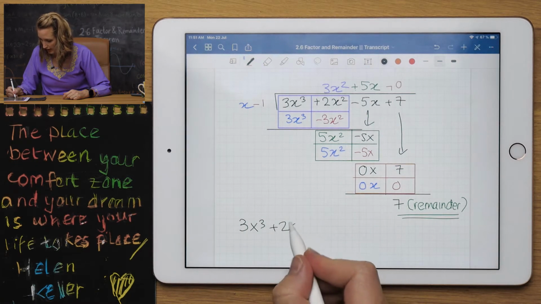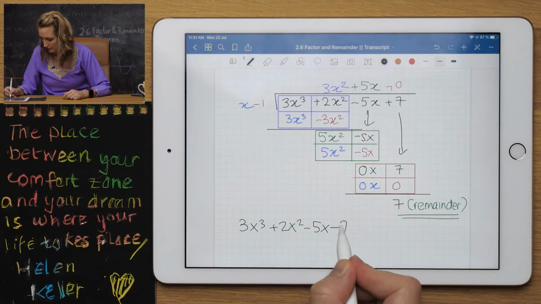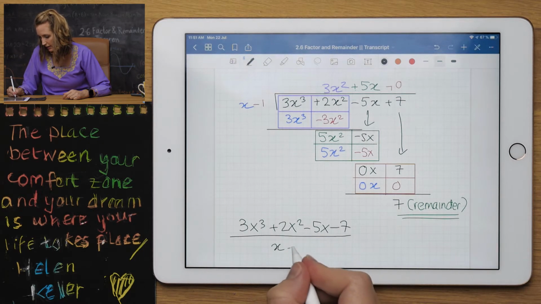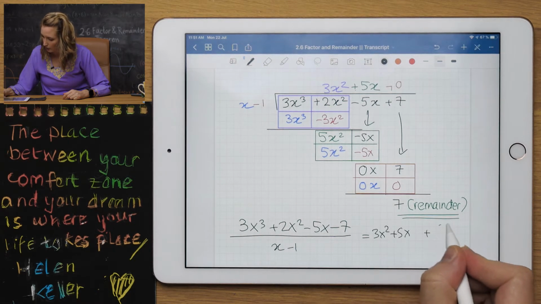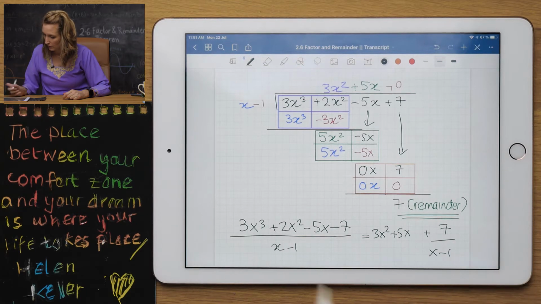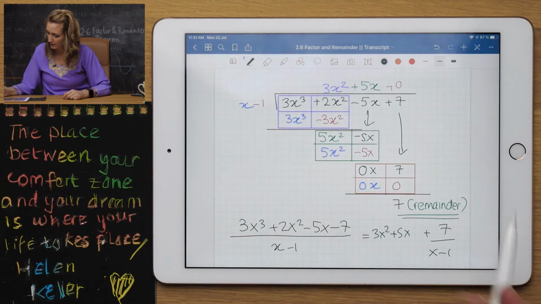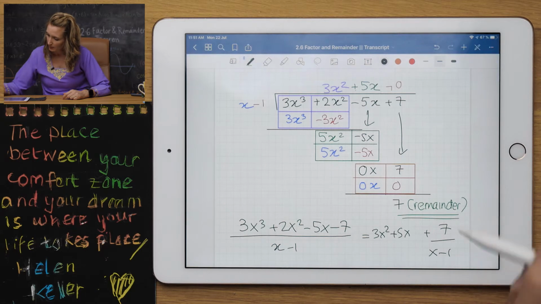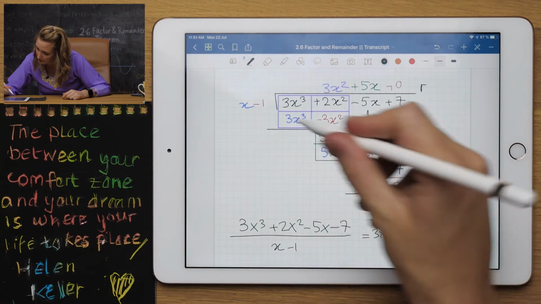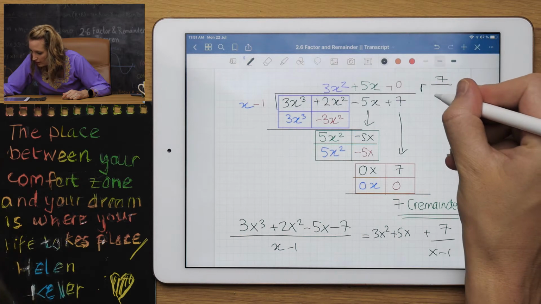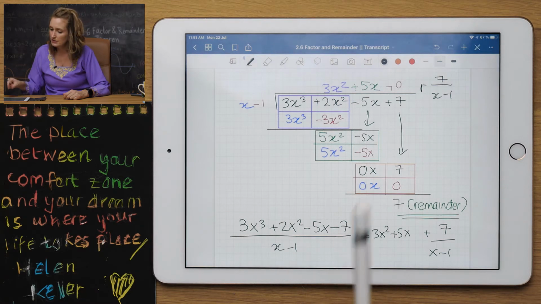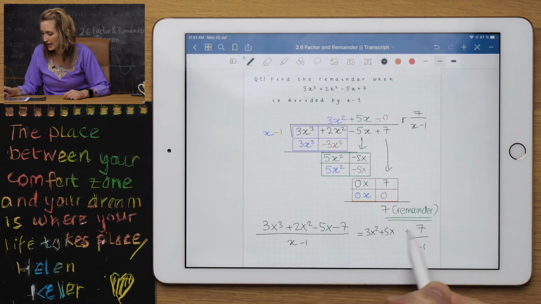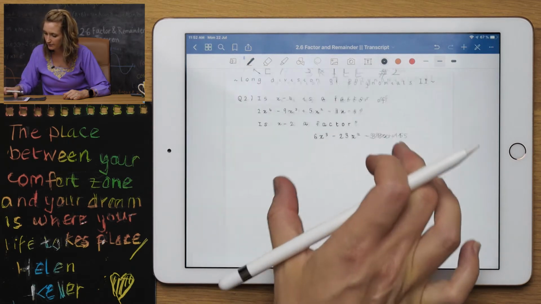3x cubed plus 2x squared minus, divided by x minus 1 equals 3x squared plus 5x. And you always put the remainder also with the divisor. Because if you think about it, if you're going to write it on the top, you would write this divided by this. So 7 over x minus 1. So that's our first example where we didn't have 0 as a remainder. The process is exactly the same. You've just got to add this little bit here, the remainder divided by the divisor, onto your answer.